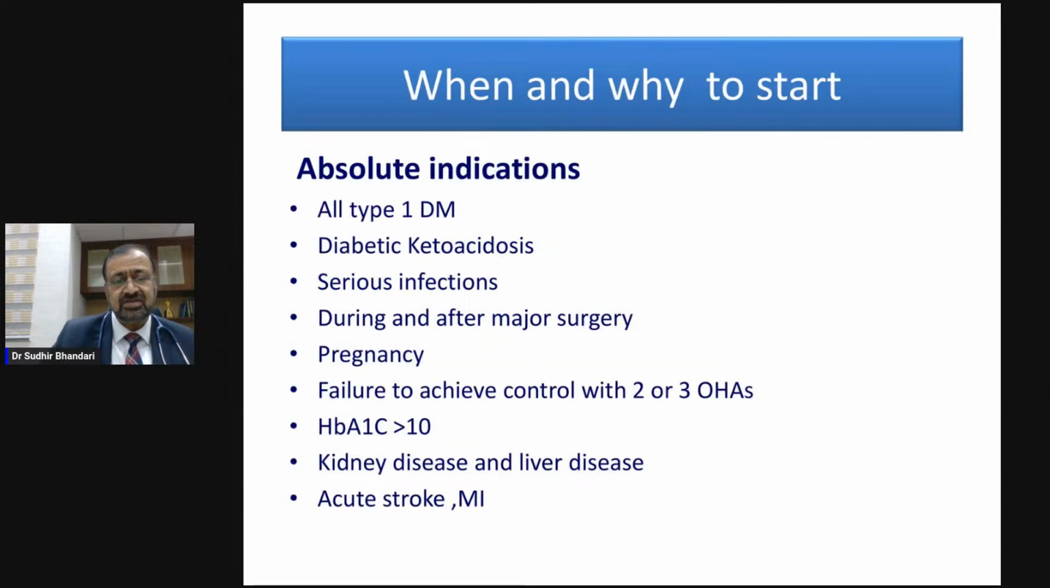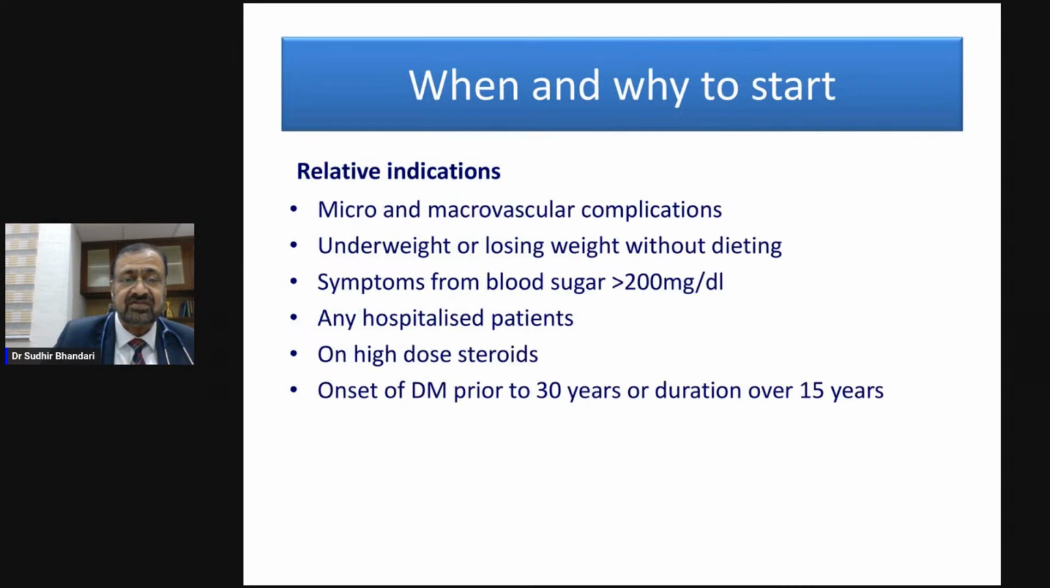Now, when to start insulin? This is very important. There are absolute indications of insulin, and hence we need to understand there's no other alternative than to start insulin, even if the patient resists, or has a barrier to taking insulin: all type 1 diabetics, diabetic ketoacidosis, serious infection, during and after major surgery, pregnancy, failure to achieve HbA1c control with 2 to 3 oral drugs when it is more than 10, kidney and liver diseases, and acute stroke. We need to start insulin even if the patient has reservation.